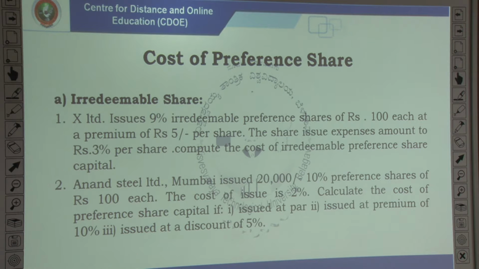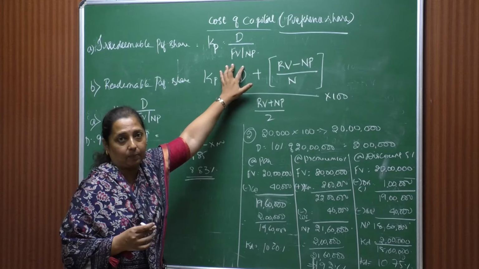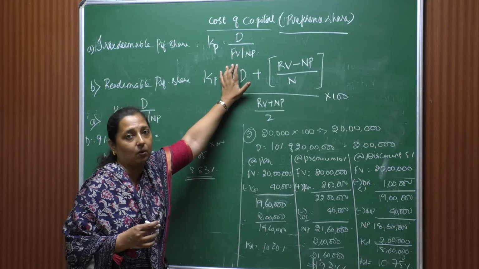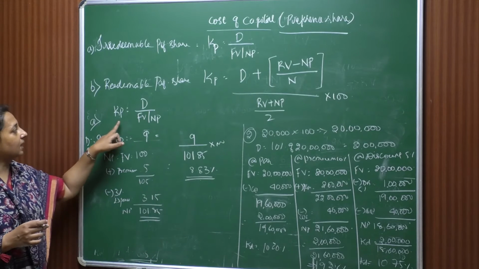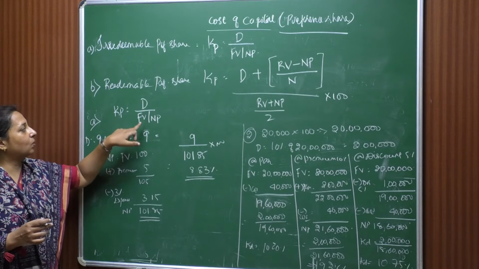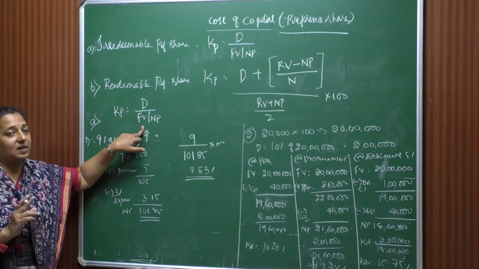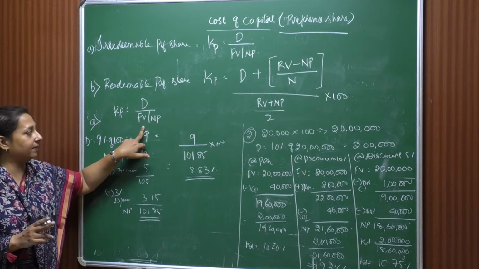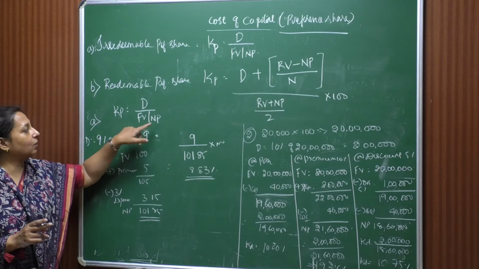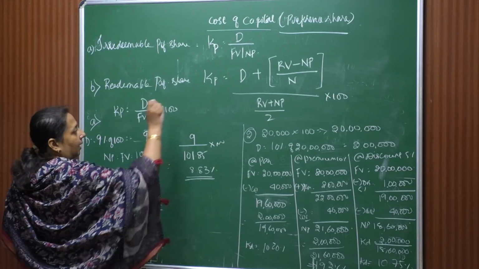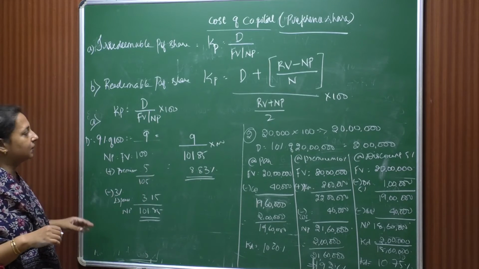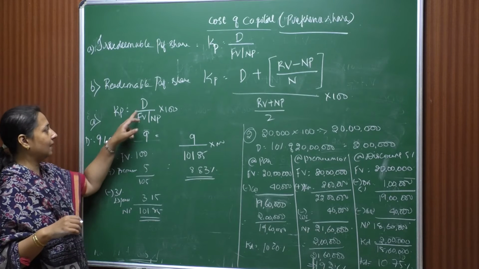So the formula is D divided by FE or NP. Here we are issuing at a premium with the cost of expenses. I have solved the problem here. You can see the formula is KP is equal to D divided by NP into 100. Please make a note, D stands for dividend, NP stands for net proceeds, and we multiply by 100 to convert into percentage. So first we should calculate the dividends.